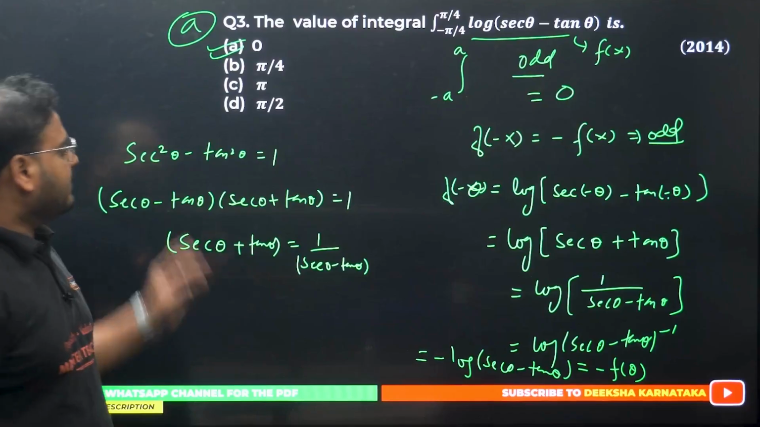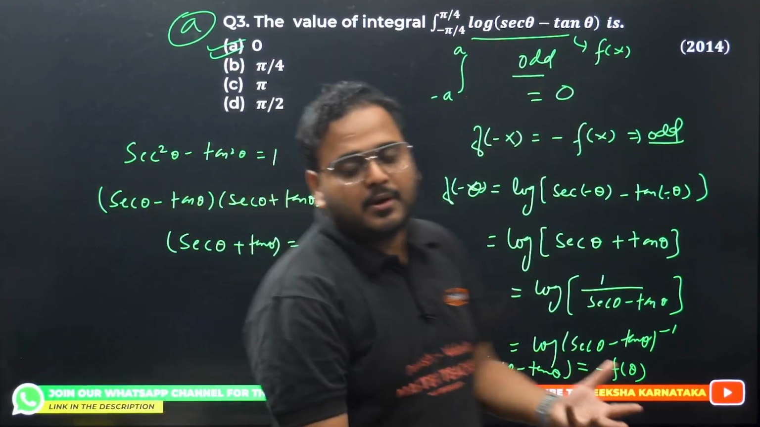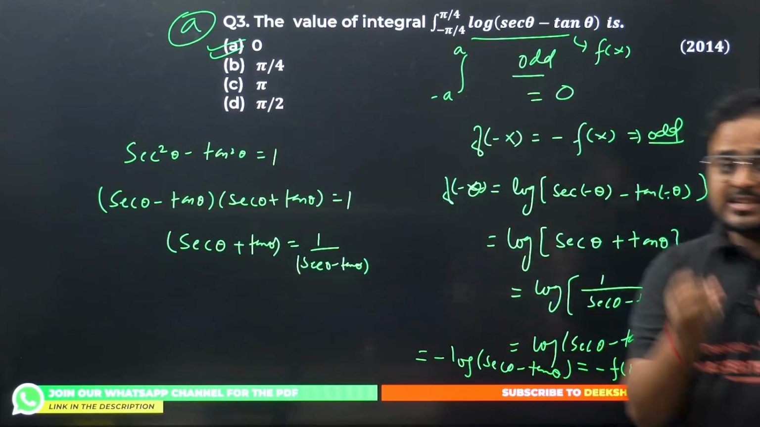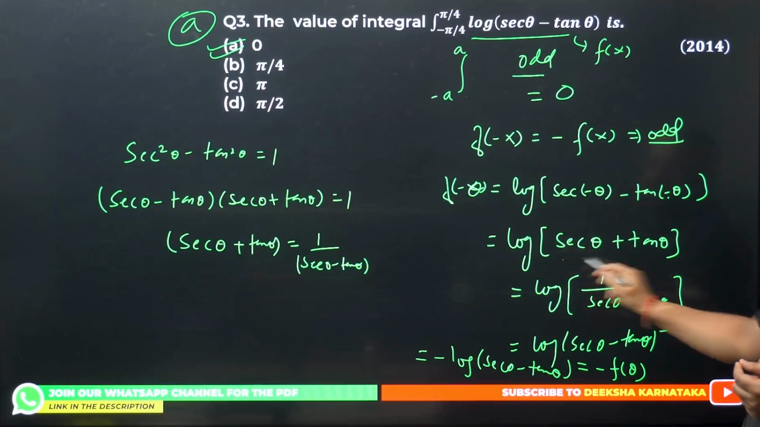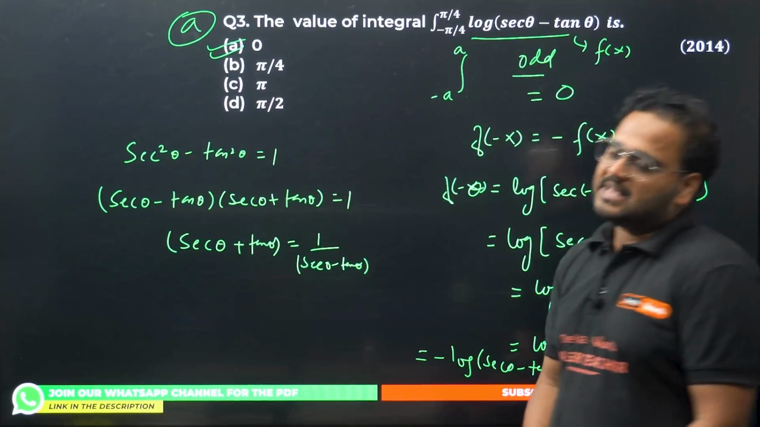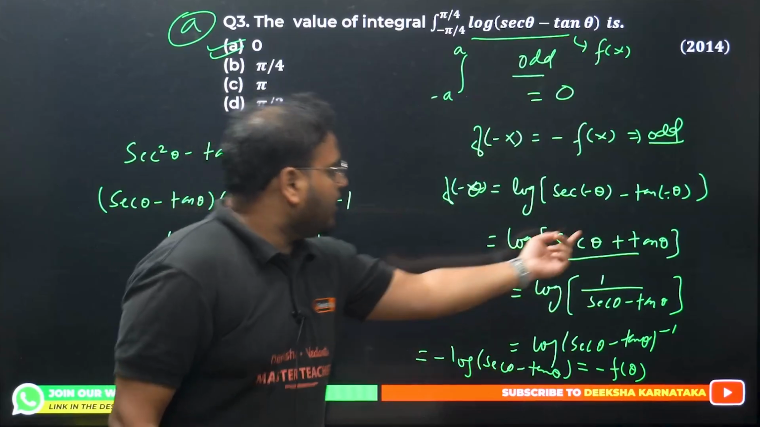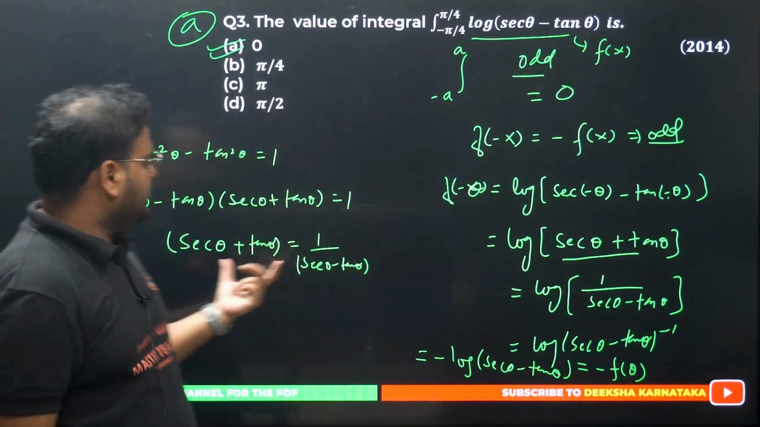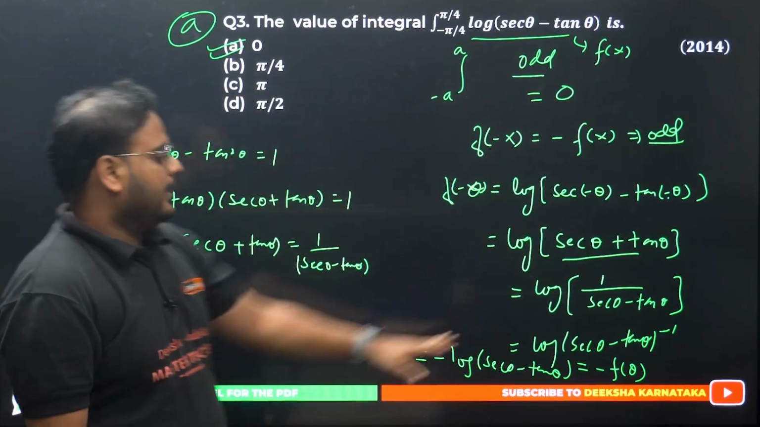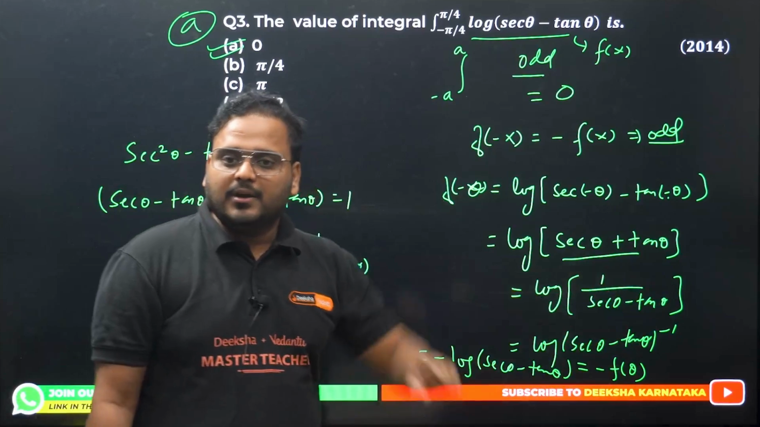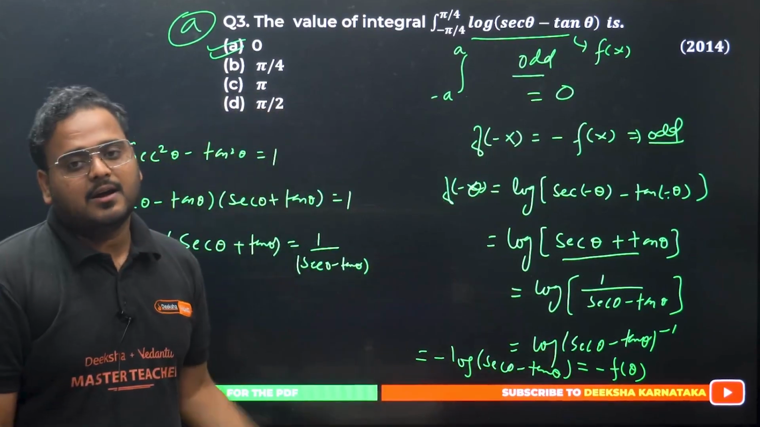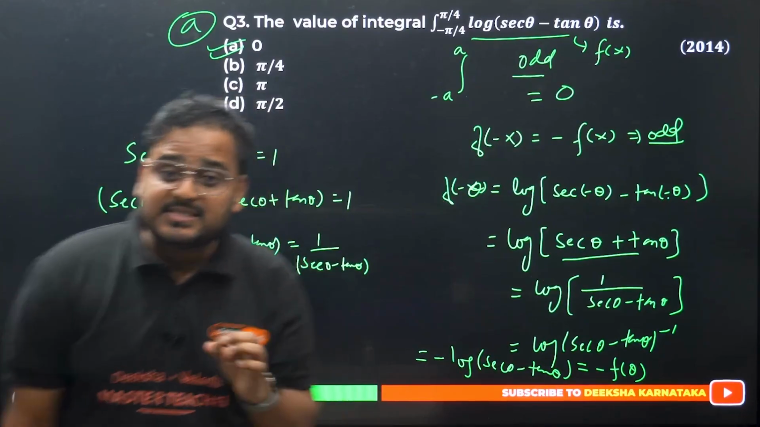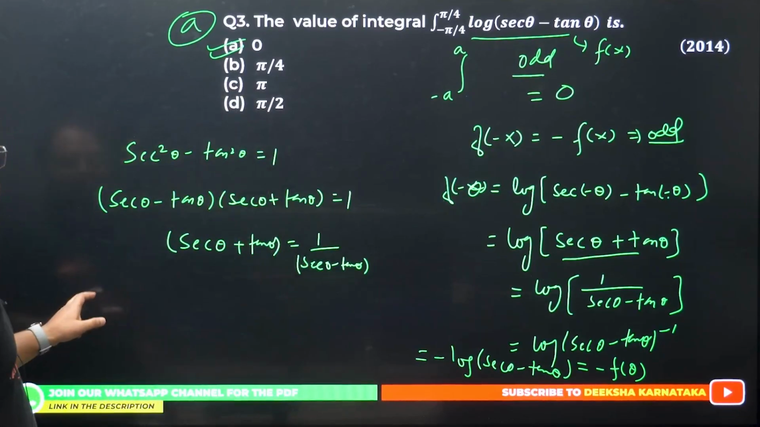Again, you don't have to do all this on paper. I did it because I wanted to explain every step. This can be done in your mind also, because after getting this side, you know that this is going to be 1 upon sec minus tan. You know this formula from grade 10. You can write this in the reciprocal format, power minus 1. Hence this comes out as minus f theta. Answer is option A, 0. Okay, third one is done.